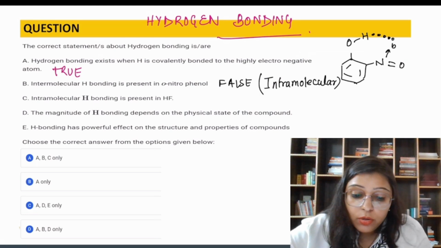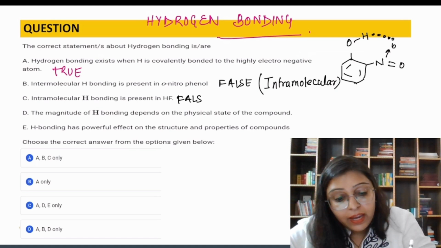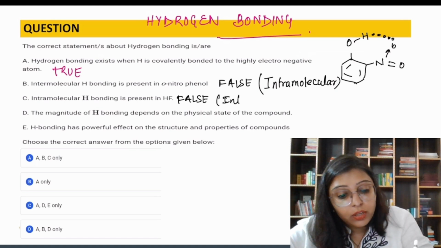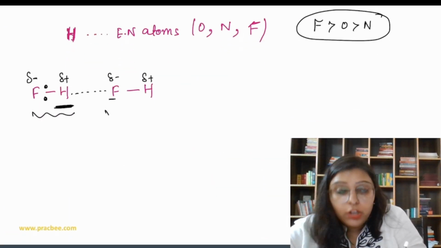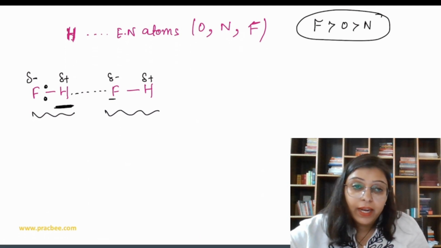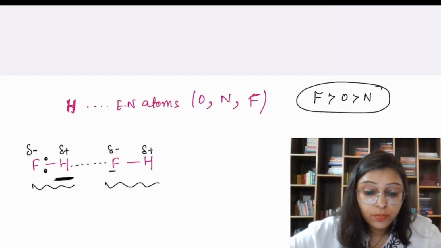Now, is intramolecular hydrogen bonding present in HF? No. Here we have intermolecular hydrogen bonding. See, between two molecules we have hydrogen bonding. So we have intermolecular, not intramolecular, hydrogen bonding.